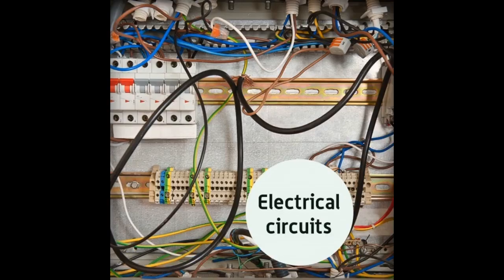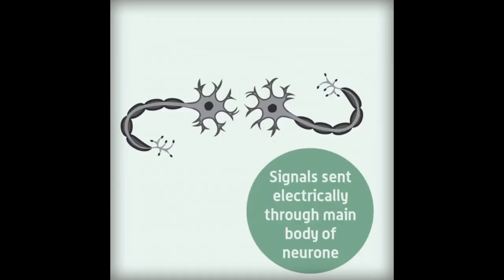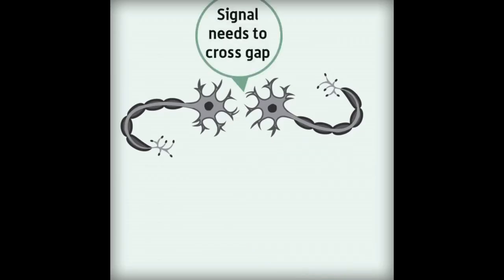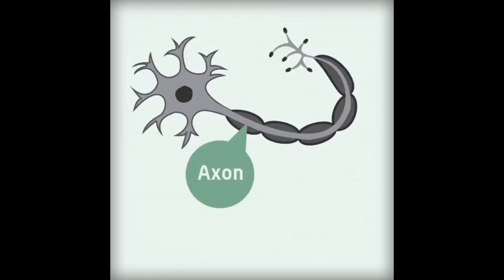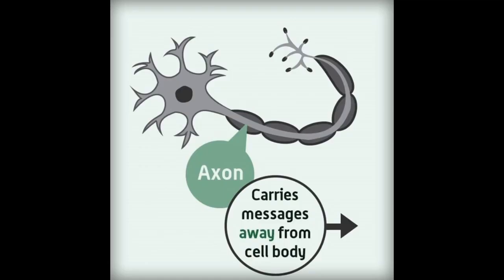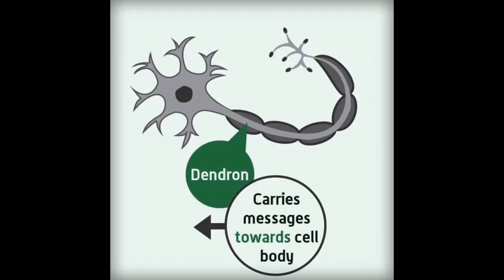When you learn about electrical circuits, you learn that the circuit won't work if there's a gap in it. This isn't true of neurons. Signals are sent electrically through the main body of a neuron, but when a signal reaches the end of the neuron and needs to cross the gap to be passed to the next neuron, something different happens. You'll remember that an axon is the long wire-like part of a neuron that carries messages away from the cell body, and a dendron is the long wire-like part of a neuron that carries messages towards the cell body. Dendrons have branches at the end called dendrites.